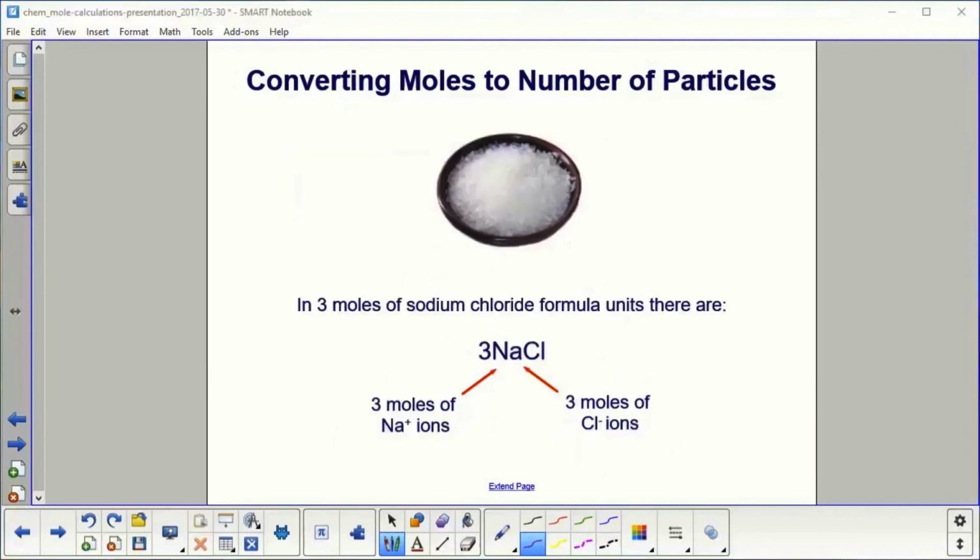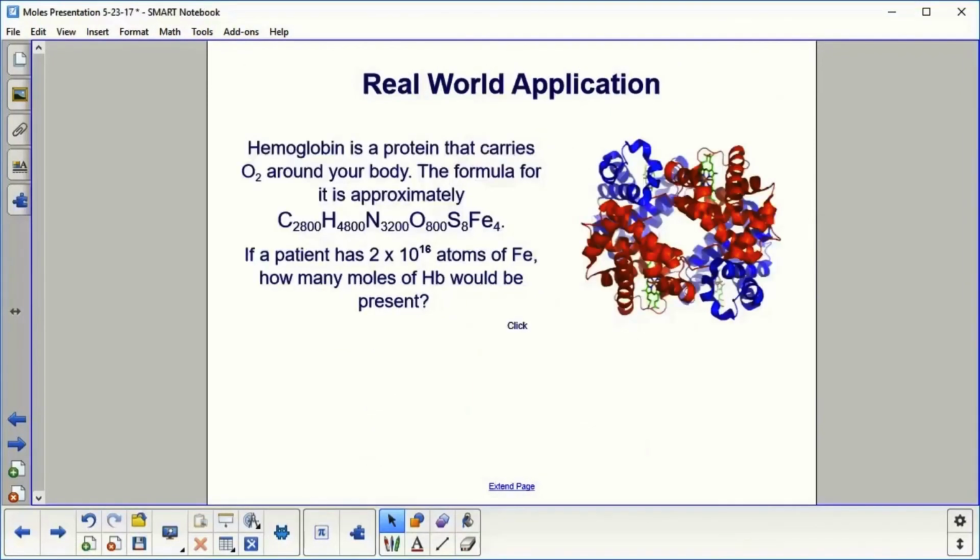Let's take an ionic compound, same drill. If we have 3 moles of sodium chloride, and remember, formula units are what we use for the ionic compounds, there's our 3, that tells us that we have 3 moles of sodium plus ions and 3 moles of chloride minus ions. Hemoglobin is a protein that carries oxygen around your body. The formula for it is approximately carbon, hydrogen, nitrogen, oxygen, sulfur, and iron, with various numbers.